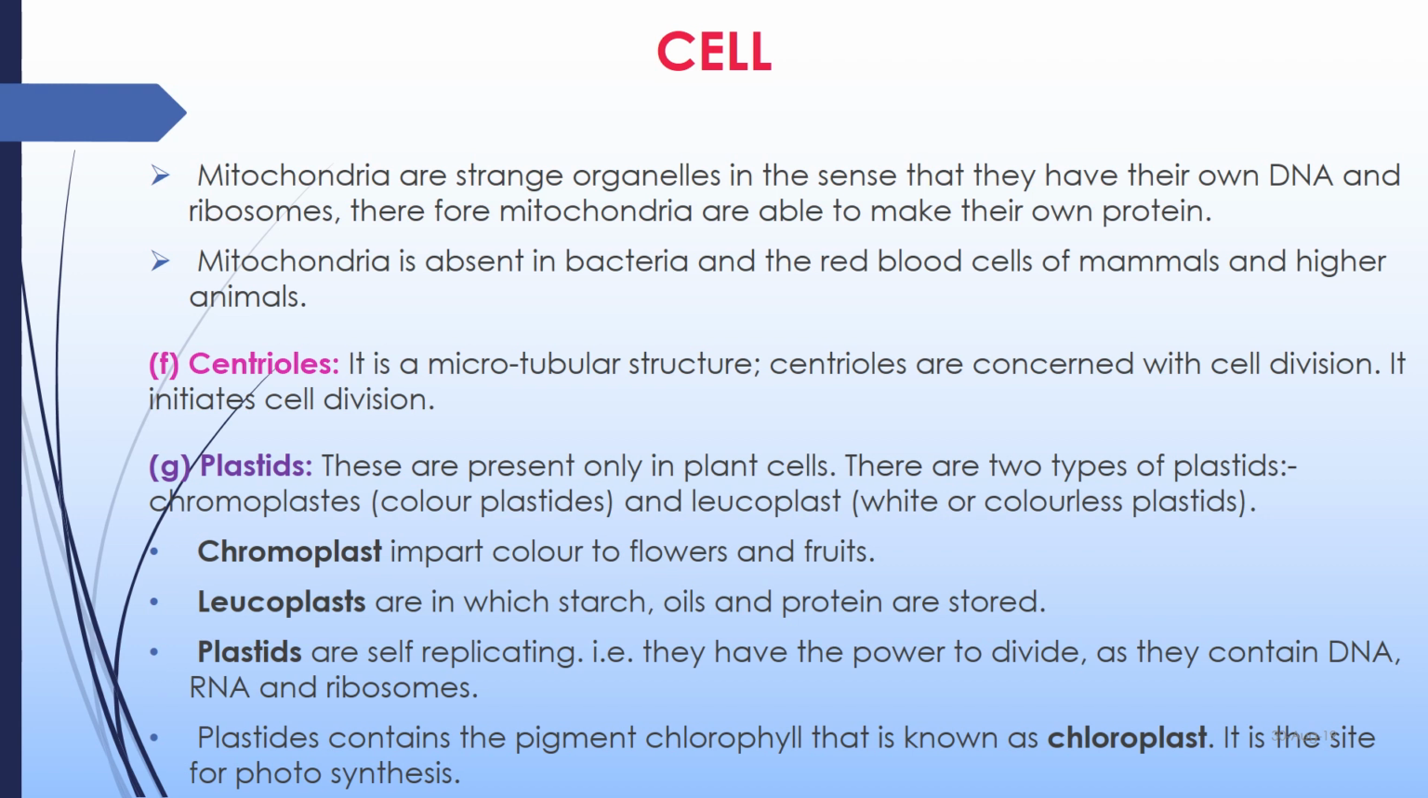G. Plastids. These are present only in plant cells. There are two types of plastids: chromoplasts, colored plastids, and leucoplasts, white or colorless plastids. Chromoplasts impart color to flowers and fruits. Leucoplasts are where starch, oils and proteins are stored. Plastids are self-replicating. That is, they have the power to divide, as they contain DNA, RNA and ribosomes. Plastids containing the pigment chlorophyll are known as chloroplasts. It is the site for photosynthesis.